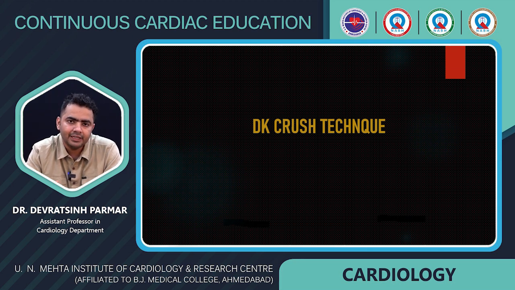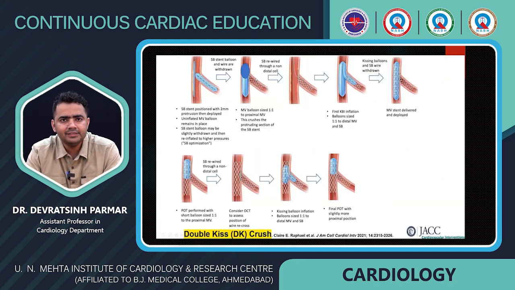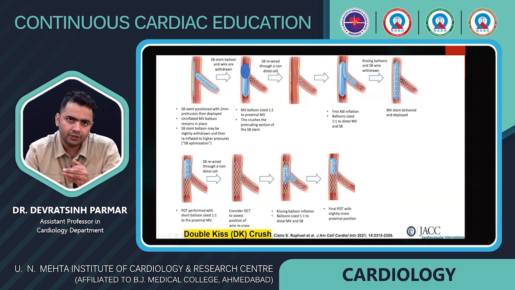And the final one is your DK crush technique. Okay. So what are the steps in a DK crush technique? First you wire your main and side branch, and pre-dilate the main and side branch. You put a stent in your side branch. You keep the uninflated balloon in your main branch. Once you have placed the stent in your side branch, around 2 to 3 mm should come into your main branch. Then you dilate it. Then you do a balloon dilatation in your main vessel so that your stent gets crushed.